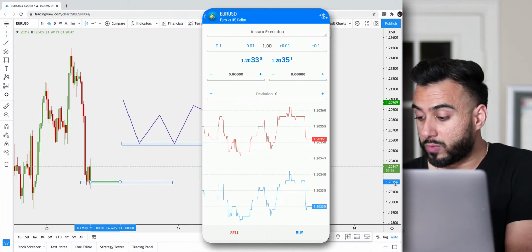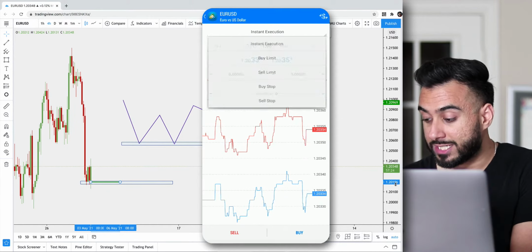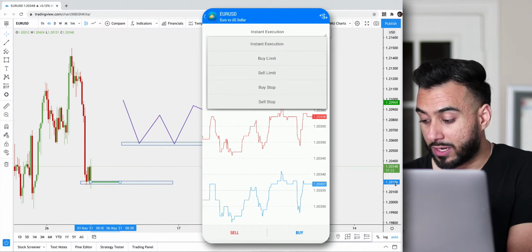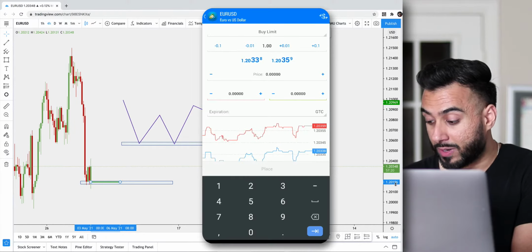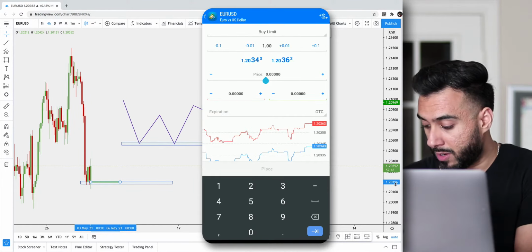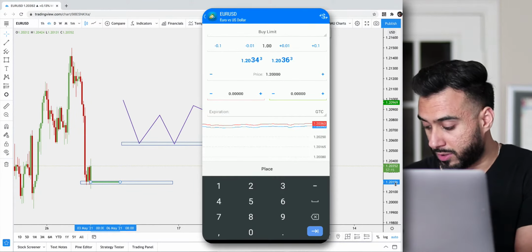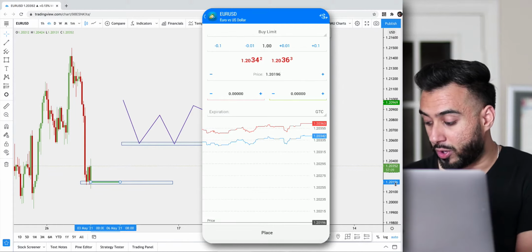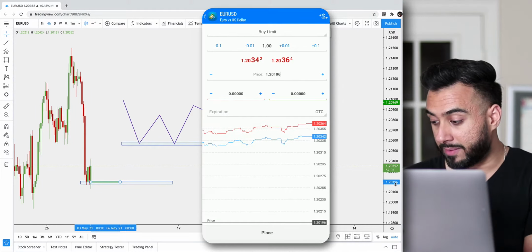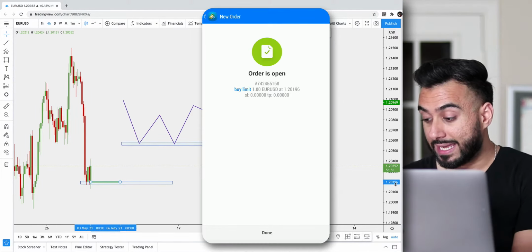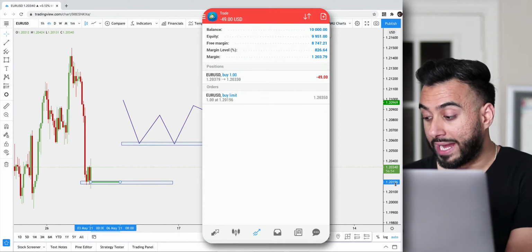1.20196. So what we would want to do on MetaTrader 4 is change this instant execution, go ahead and click on buy limit, and for the price, we want to type in that same number, right? We want to type in 1.20196. And what that's going to do is place our pending buy order at the very bottom. We're going to place that buy limit. So you can see our order, it's a buy limit waiting to be triggered.